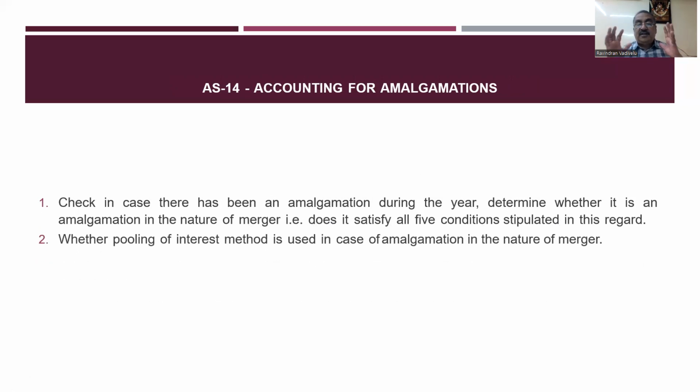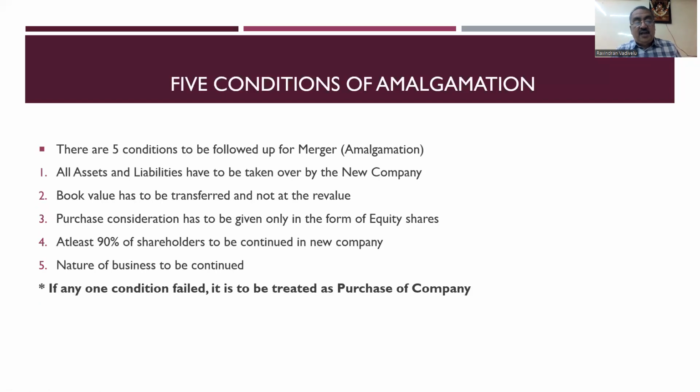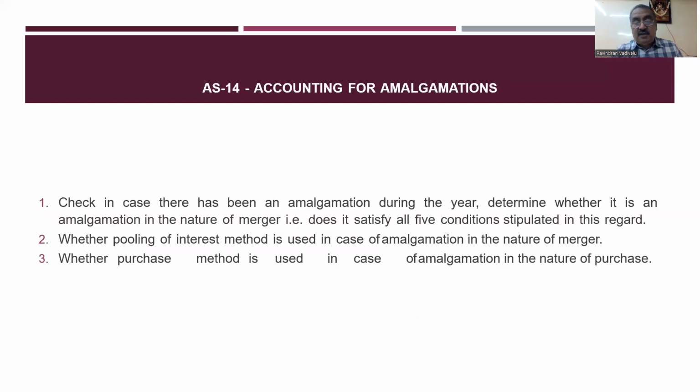The pooling of interest method is used in the case of amalgamation in the nature of merger, where all the interests are pooled, and the same has to be continued if it is in the nature of merger. The purchase method is used in the case of amalgamation in the nature of purchase. We have already seen the five conditions; if all those five conditions have not been fulfilled, then it is called a purchase company.